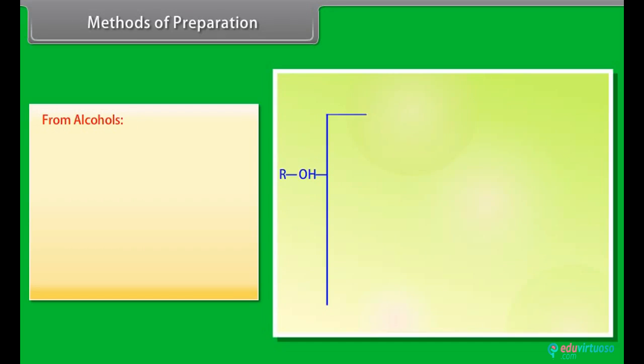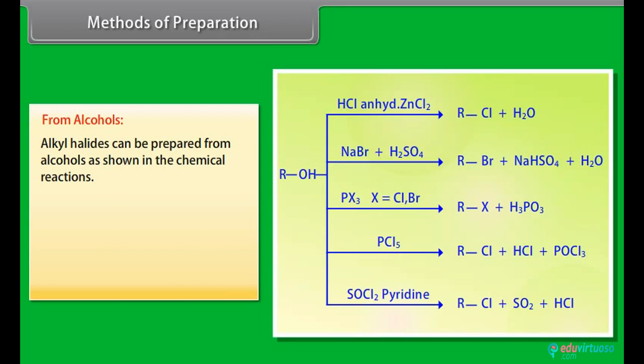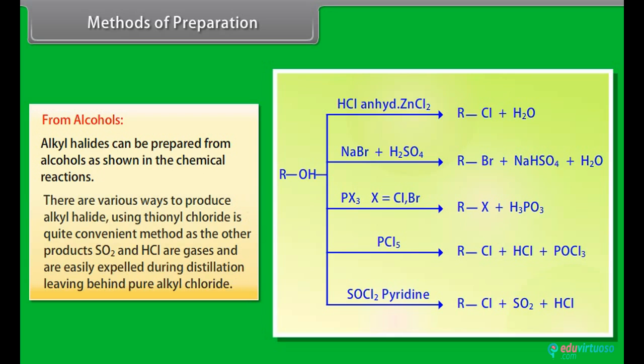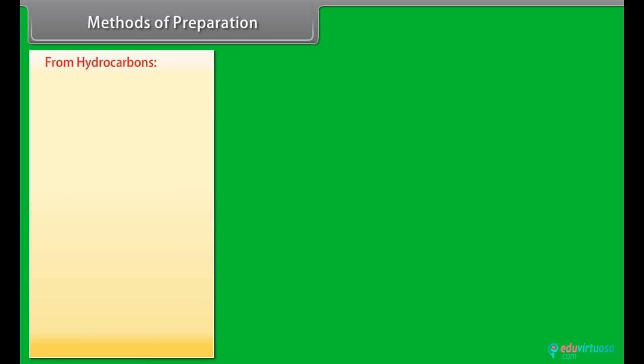From alcohols. Alkyl halides can be prepared from alcohols as shown in the chemical reactions. There are various ways to produce alkyl halides. Using thionyl chloride is quite a convenient method as the other products, SO2 and HCl, are gases and are easily expelled during the distillation, leaving behind pure alkyl chloride. Methods of preparation. From hydrocarbons.